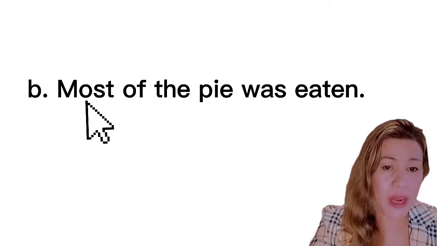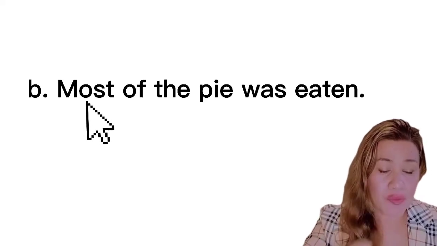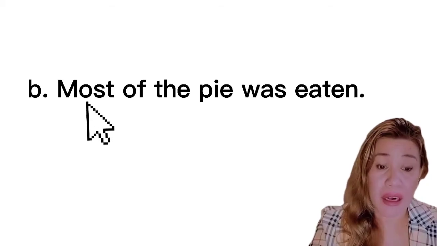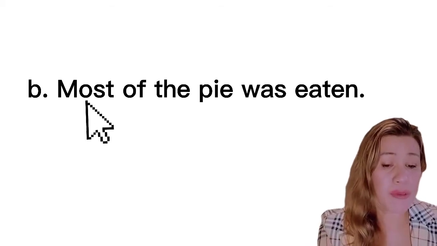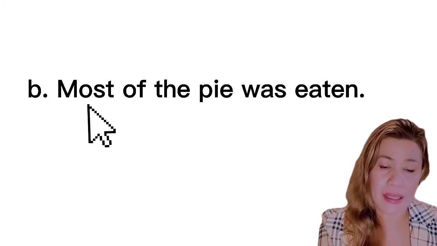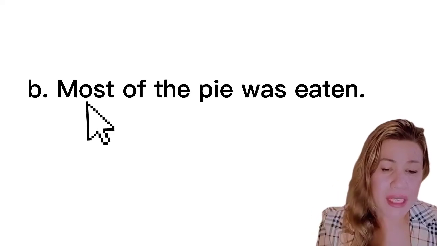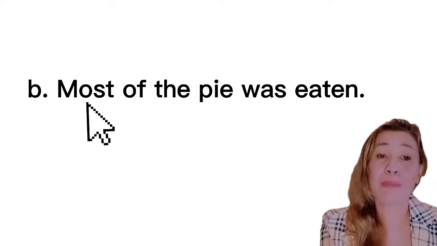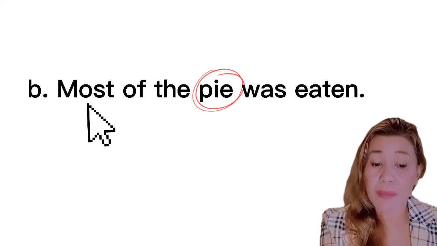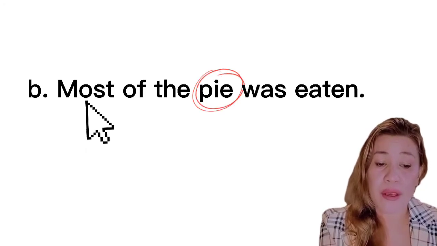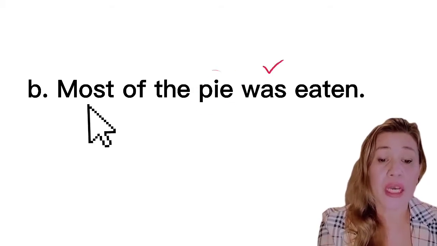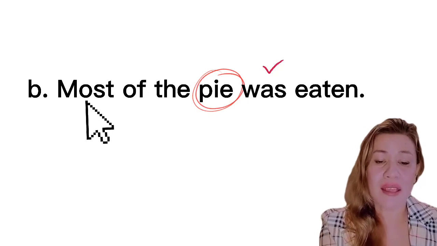So in the second example, it says, most of the pie was eaten. Look at most. It's one of the 6 tricky indefinite pronouns. Tricky because they can mean singularly and plurally. So therefore, we have to take a look at the antecedent. The antecedent here, or the word referred to by most, is pie. Notice that pie is singular. That's why we are using was, not were. So, most of the pie was eaten.